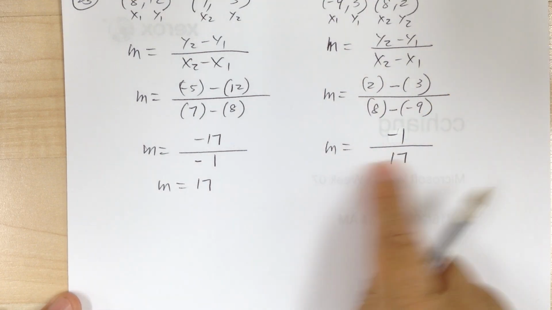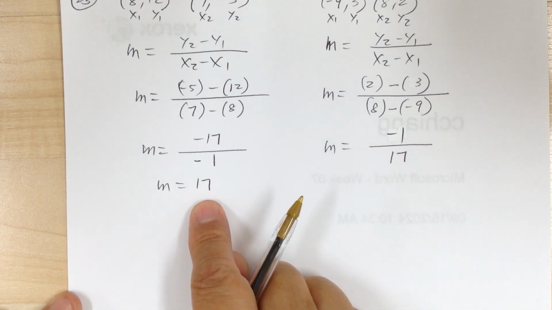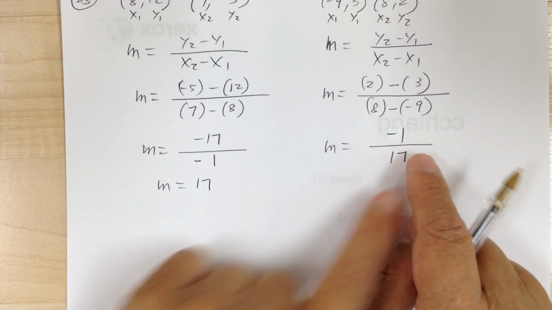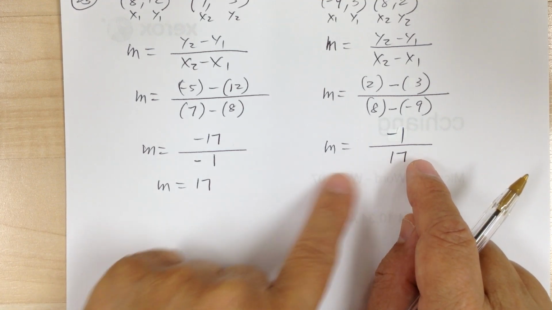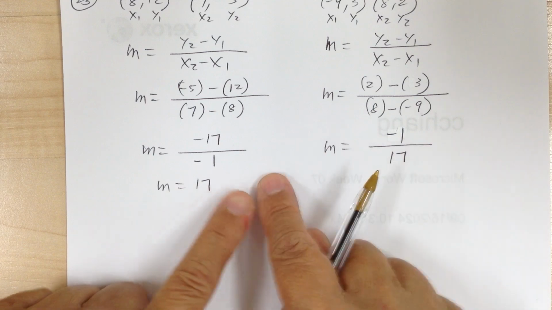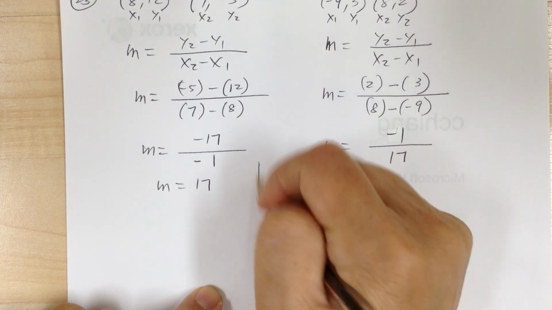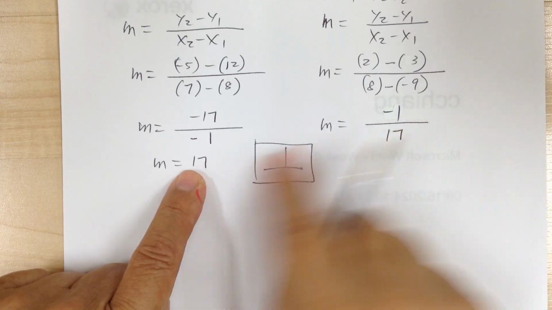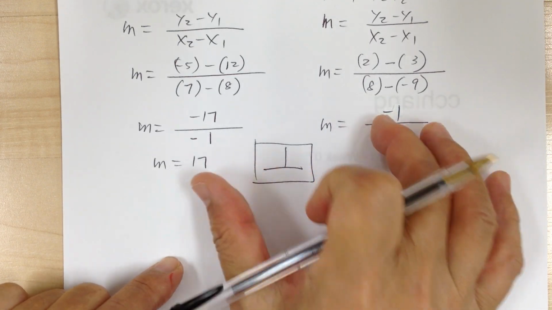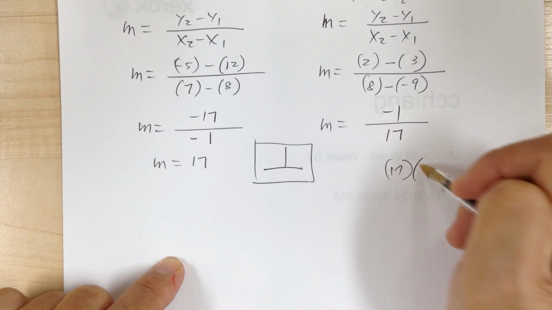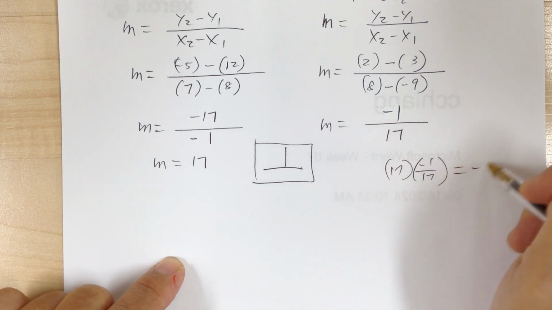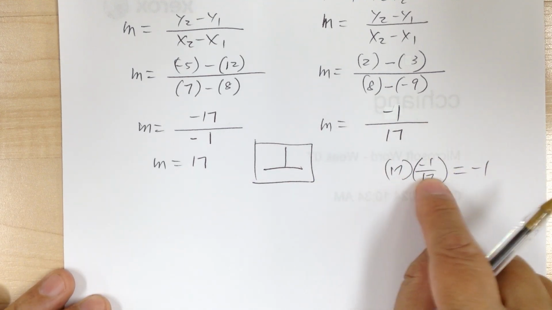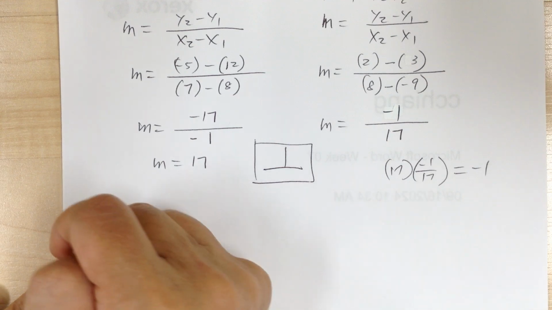Now you look at the two slopes. This is 17, this is negative 1 over 17. Notice that they are negative reciprocals of each other, or when you multiply them together, you get negative 1. So in this case, the answer would be perpendicular. Again, looking at the slopes, if they are negative reciprocals of each other, or when you multiply together you get negative 1, then the answer would be perpendicular. So 17 times negative 1 over 17 is equal to negative 1.